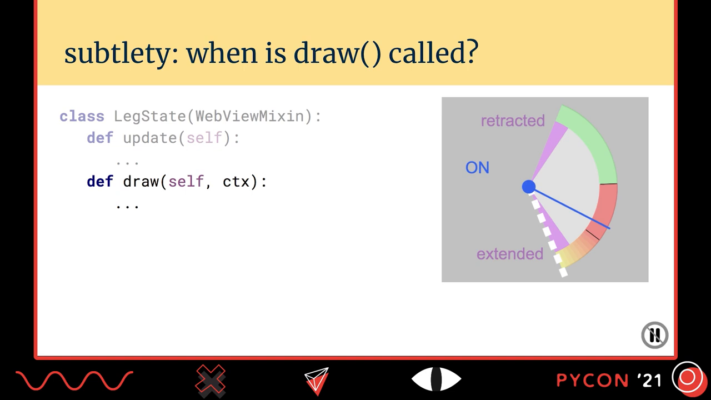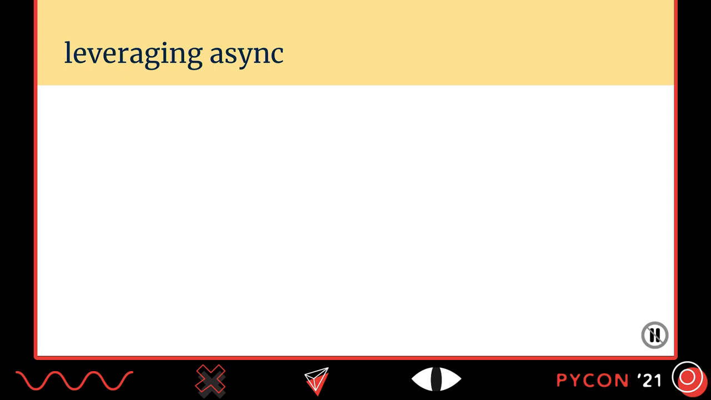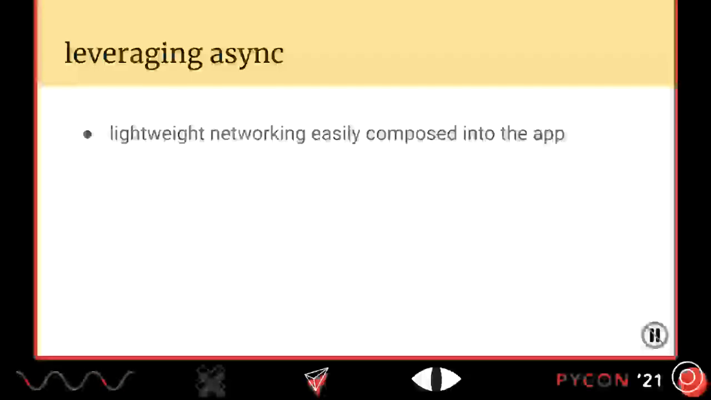There's a subtlety, however, which is when is the draw method called? Because in the print example, we just put print into the state machine's update method. But with draw, we might not want to call it as frequently, because it might be a little bit heavier. And so basically what this means is we would like to decouple this draw function from the normal operation of our program. And this is where async becomes important. So how do we leverage async in our solution? It does provide a way to have an efficient HTTP server and such inside of our application, and this is important for the remote aspect of things.